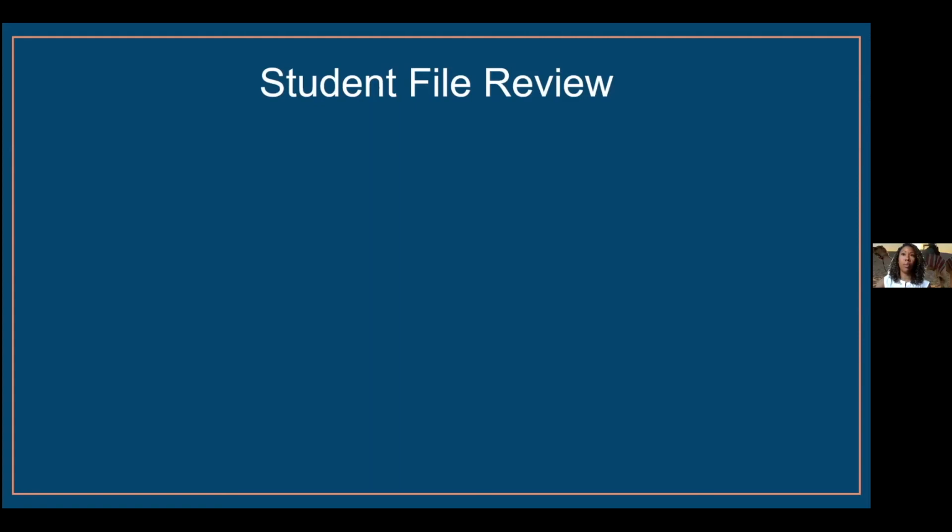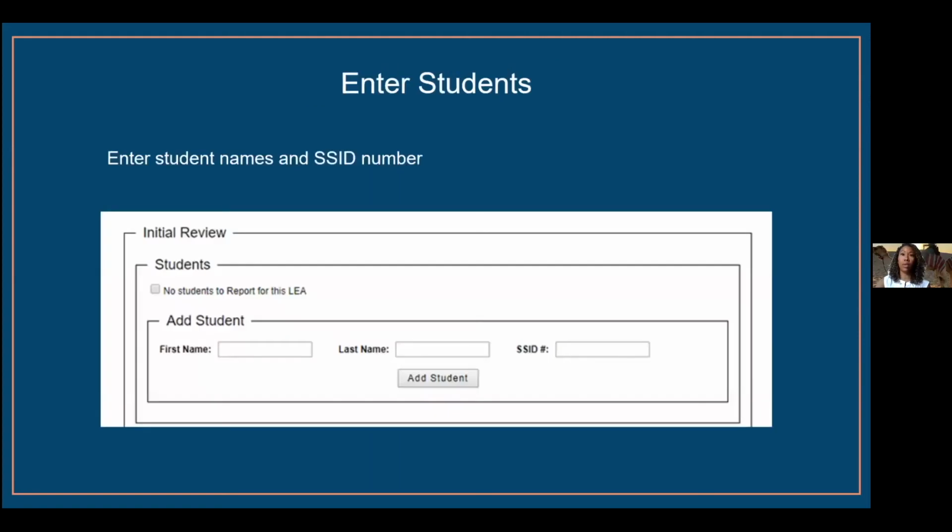So we will go ahead and start with entering the student names. Your consultant will have given you the names that you're going to enter into here, 10 students per indicator, first name, last name, and their SSID number. You'll add each student in individually.